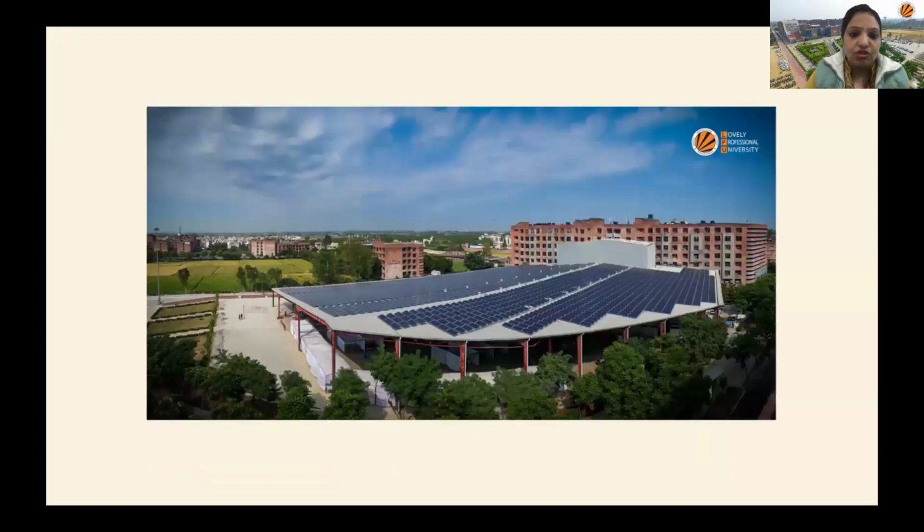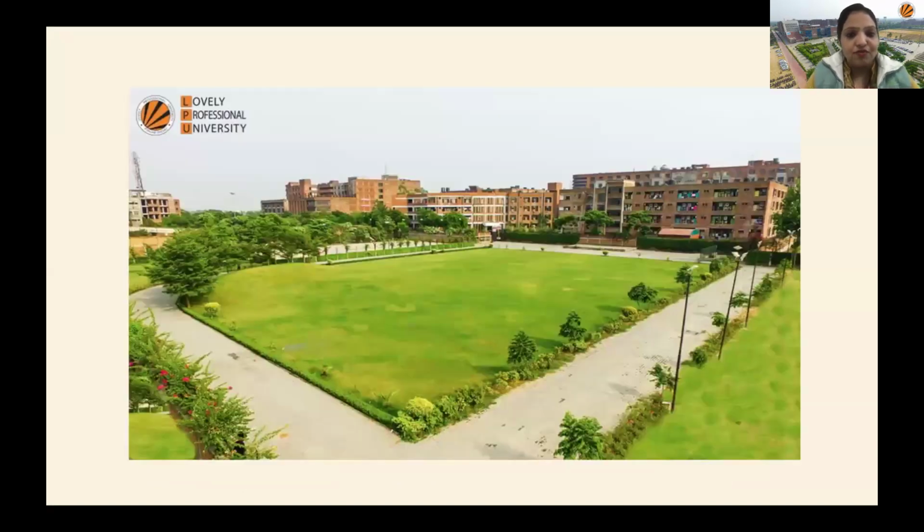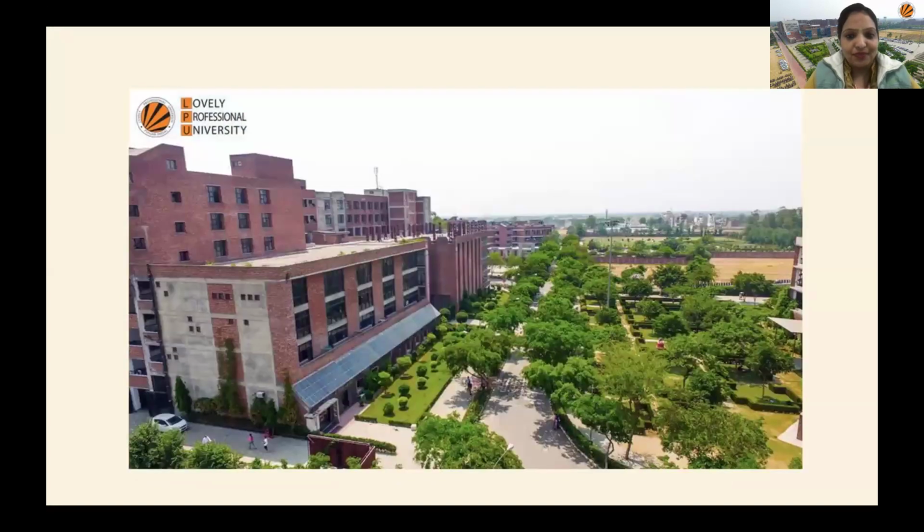So this is the auditorium, Uni Mall, where big events occur, like the convocations and other related events. So this is the day view of Lovely Professional University. This is the lush green gardens, which you can see. This is the wider aerial view of the university.